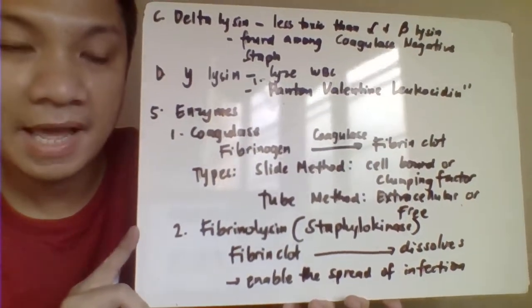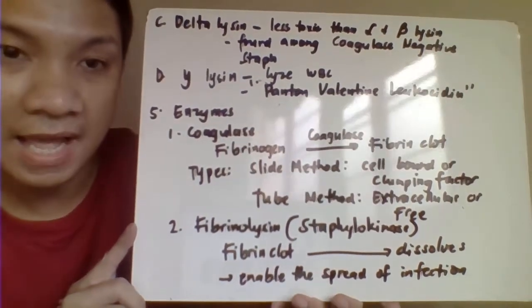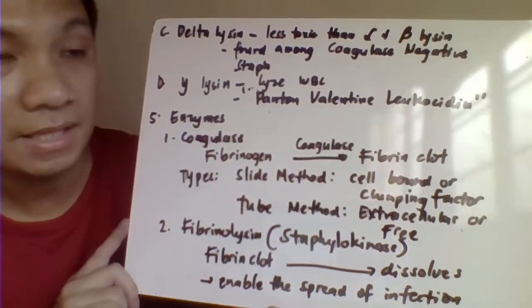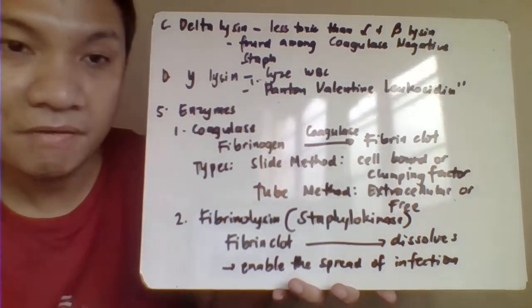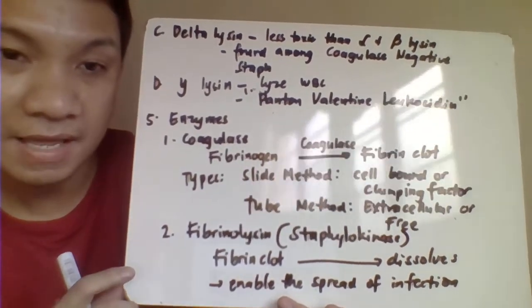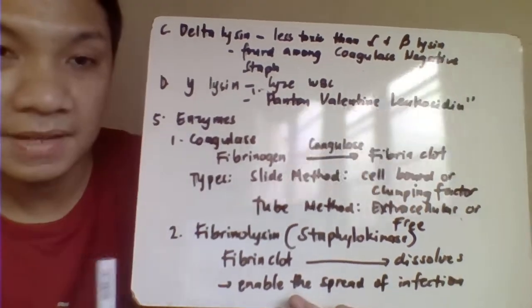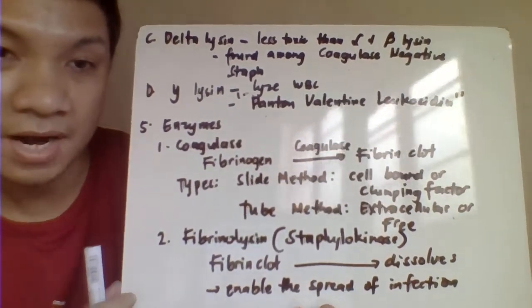Okay, another lysine here, cytolysine, we have your delta lysine. Delta lysine is less toxic compared with your alpha and the beta lysine. And usually it could be found here in our coagulase negative na mga species ng staph natin. Okay, the gamma lysine on the other hand, so this is your leucocidine.